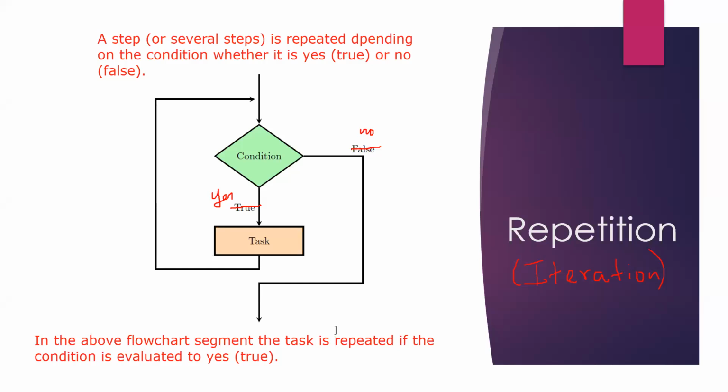So this is called repetition or iteration. So here what happens, a step or several steps is repeated depending on the condition, whether it's yes. If it is yes, you are going to repeat this. And if it is no, then you are going to come out from this. So in the above flowchart segment, the task is repeated if the condition is evaluated to true.